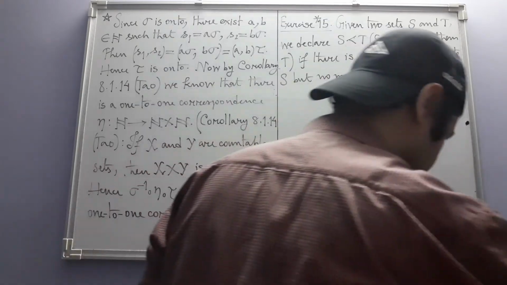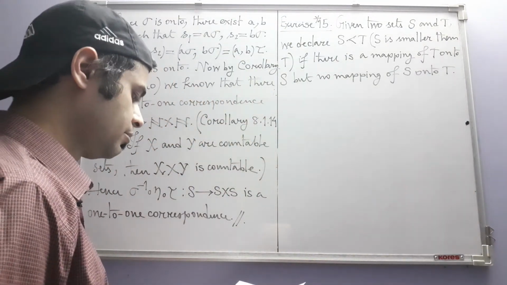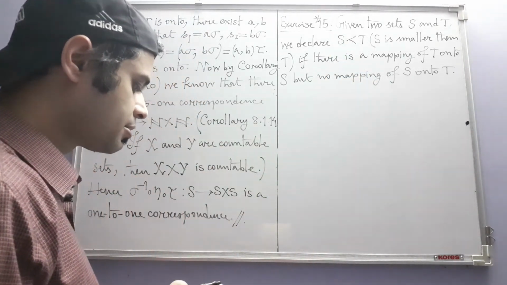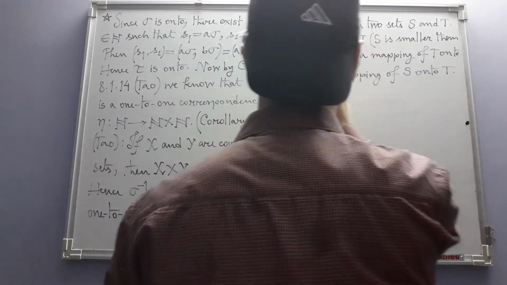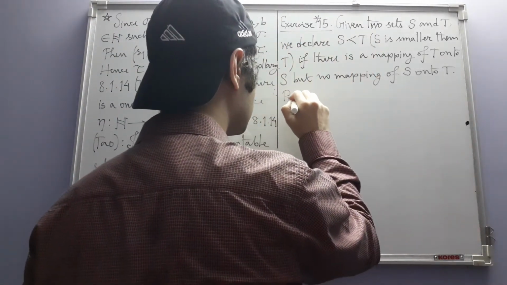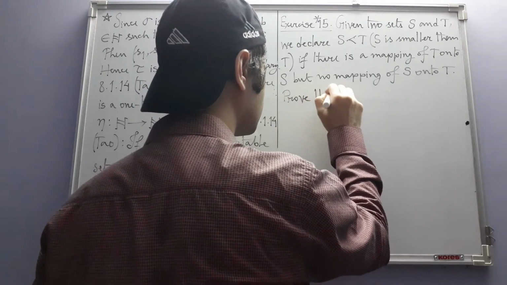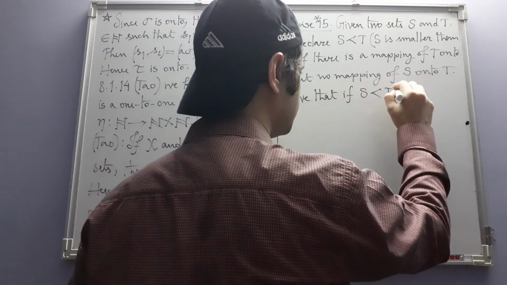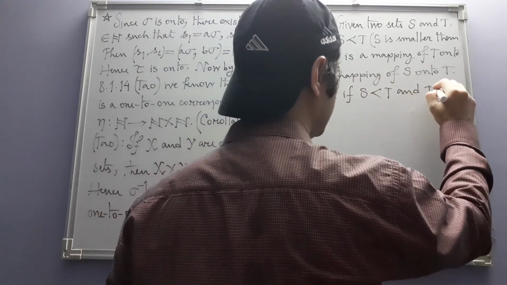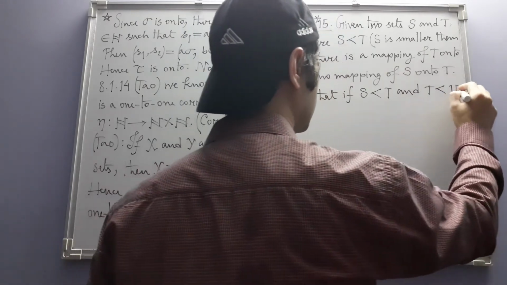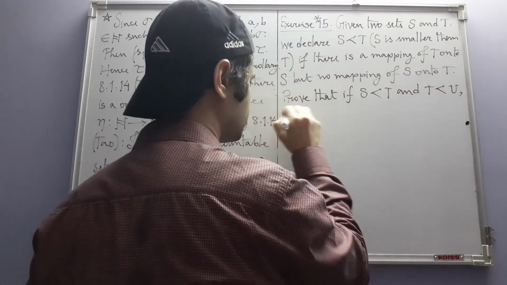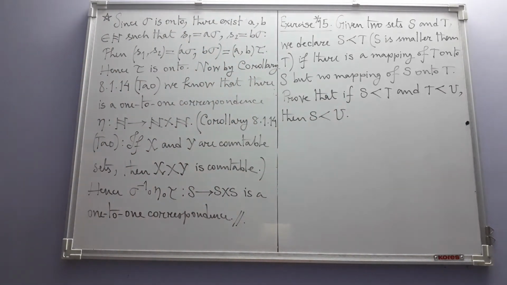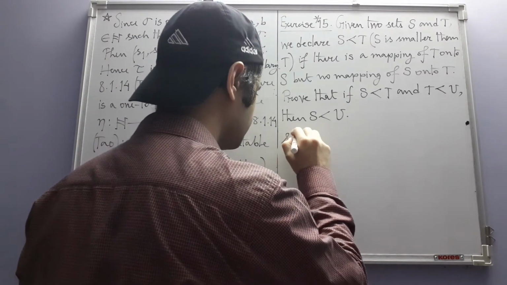Now under this definition, the exercise then asks us something. We have to prove that this relation between two sets is transitive. Prove that if S is smaller than T and T is smaller than U, then S is smaller than U. Okay, so let us see the solution.